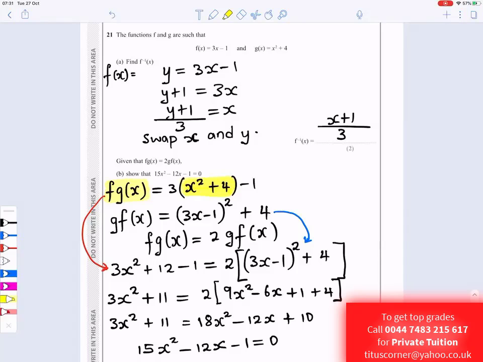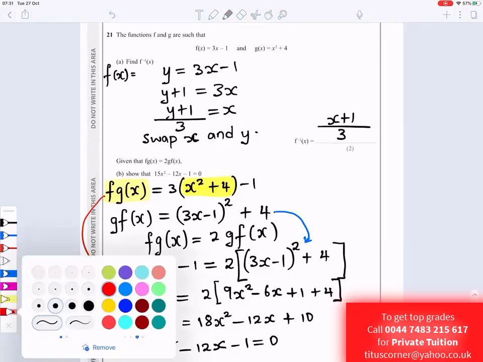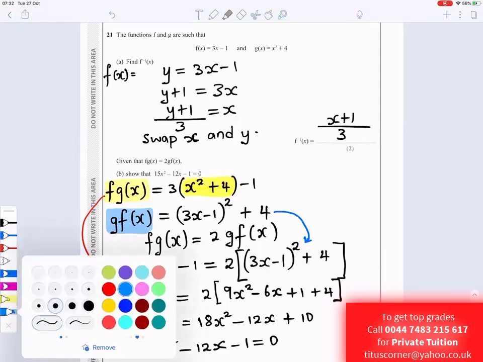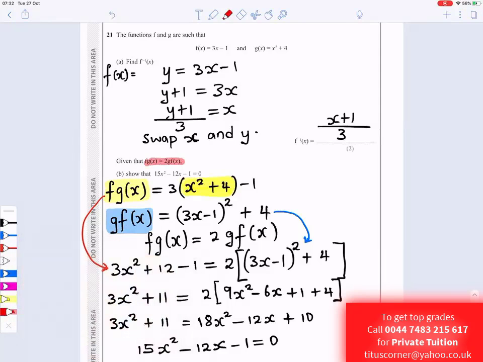After that, we need to find gf of x. Let's use a color which is far away from yellow. We need to find gf of x and put them together. So we need to find the one in yellow and the one in blue, and then we will put them together as is given in that equation. So that equation, I will put the equation in red. This is the equation that we want to make them to look like.